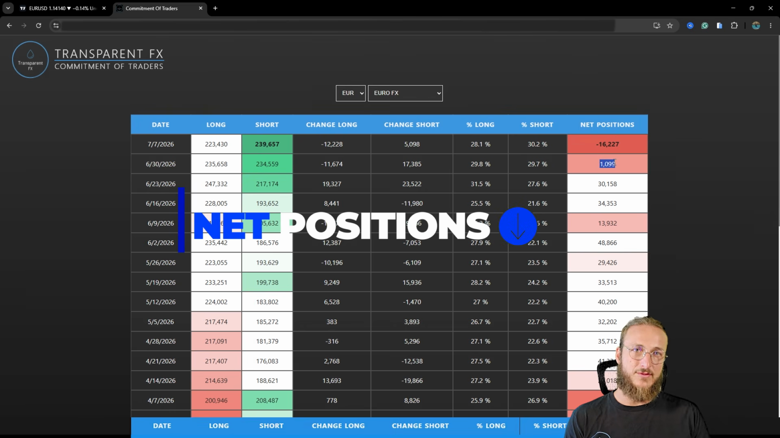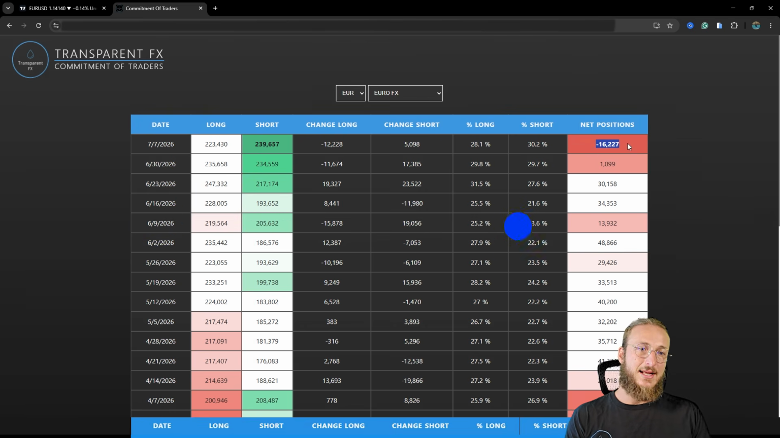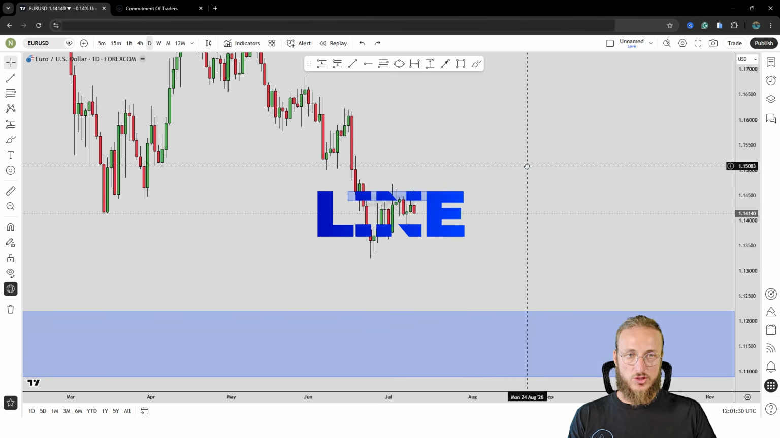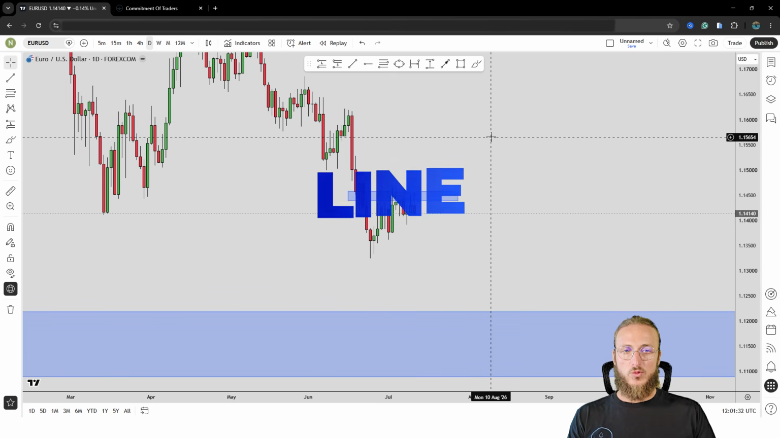We went from a positive net positioning of plus 1K to minus 16.2K net positions, with 5,000 shorts added just with the last report and 12,200 longs getting closed. So Euro USD is getting quite bearish. Let's keep that in mind and move back to the chart. So in this kind of situation, what would I expect?